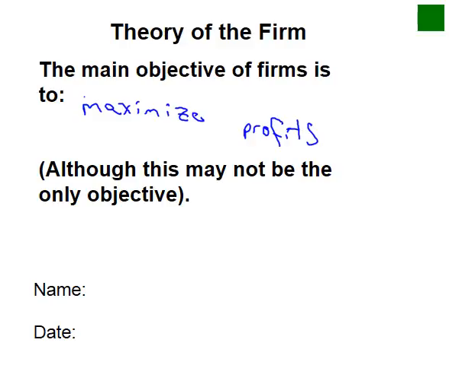This is our first lesson on theory of the firm after having made the paper chain in our production runs the previous class. We're going to look at the main objective of firms, and in essence the main objective is to maximize profits. Although this may not be the only objective.